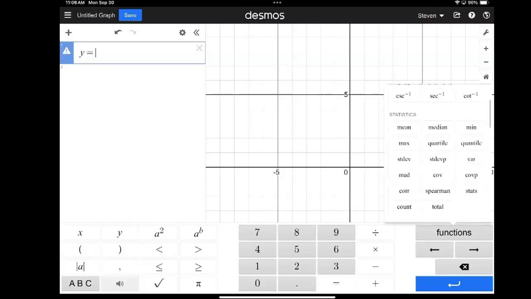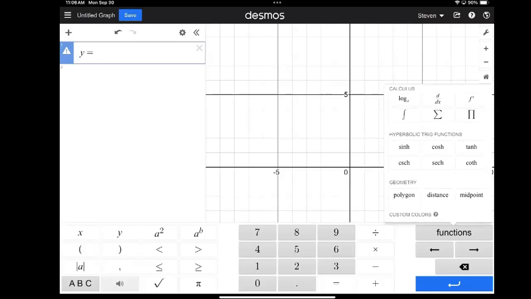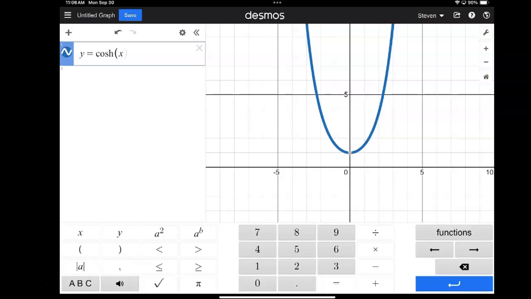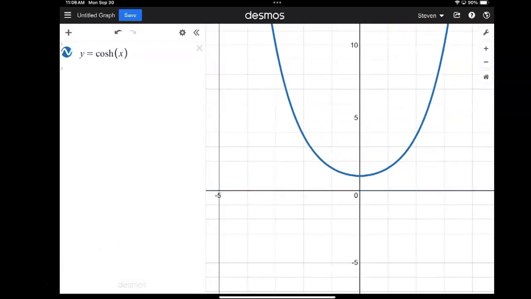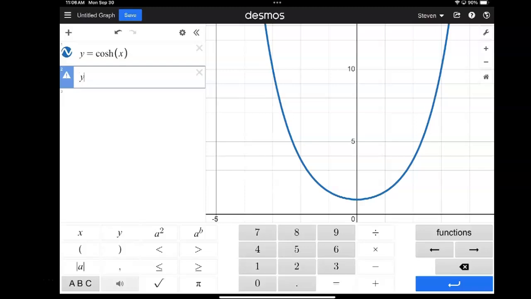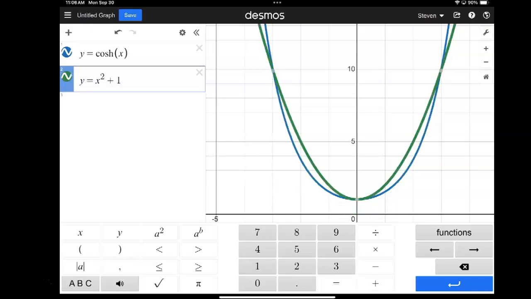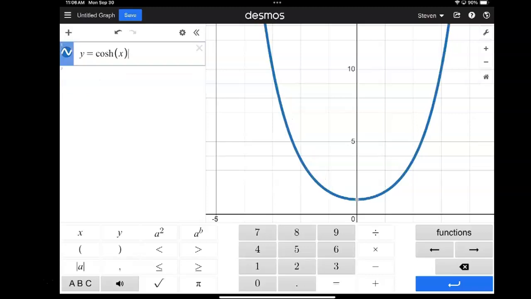Just have to locate them. So there they are, cosh x. And you'll see that the graph of cosh looks an awful lot like the graph of x squared, although if you compare them, x squared is a little bit sharper at the bottom. Even if we did x squared plus 1, you can see it's sharper along the bottom than the cosh.